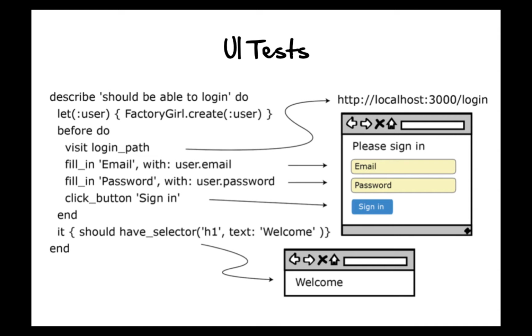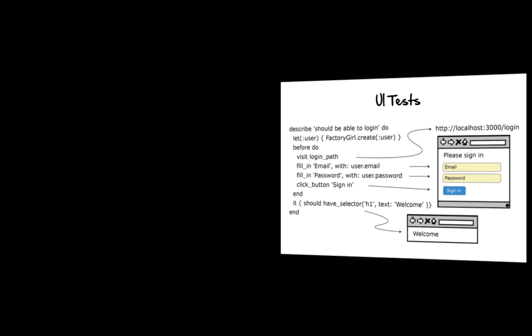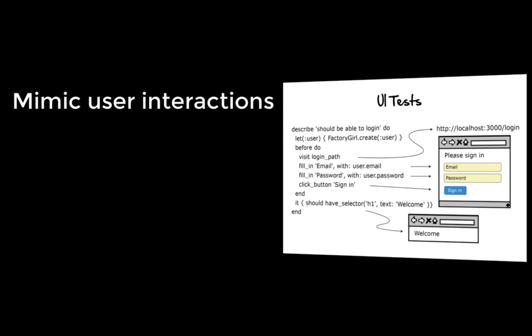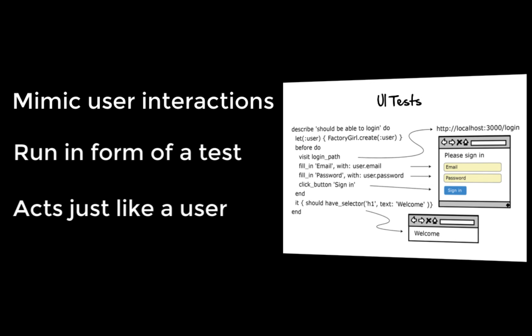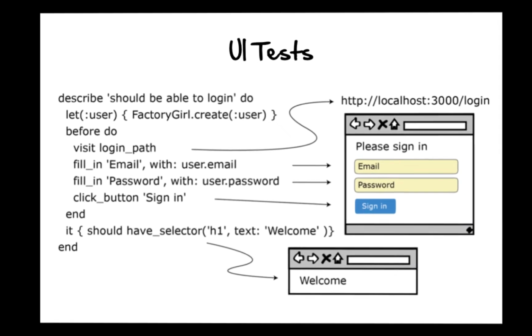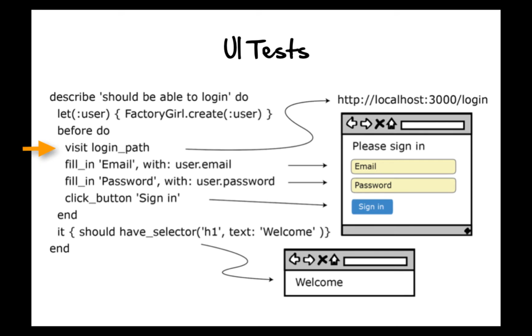User interface, or UI tests, are tests that test the system just like a real live end user would. They mimic the user's interactions in the form of a script. We run that script back in the form of a test, and it basically interacts with the system just like a regular user would. For this example here, written in RSpec, you can see how we visit the login page, fill in the user's name and password, and then click the sign-in button just like a real user would. It's a simple, beautiful test that tests the complete system end to end.